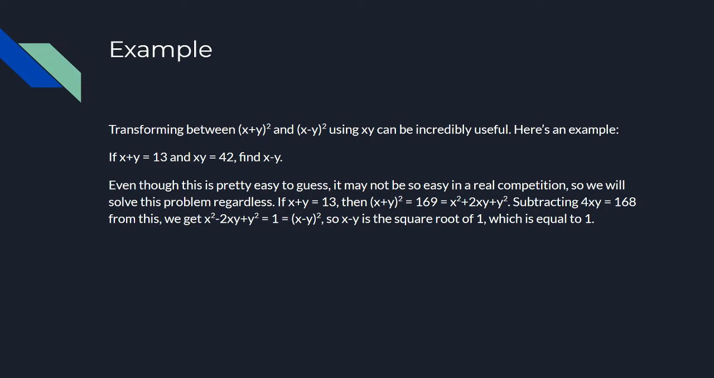So transforming between (x + y)² and (x − y)² with xy can be really useful. So for example, if x + y is equal to 13 and xy equals 42, find x − y. I'll give you 5 seconds to pause the video and find the solution, even though it's right there, but please don't look.